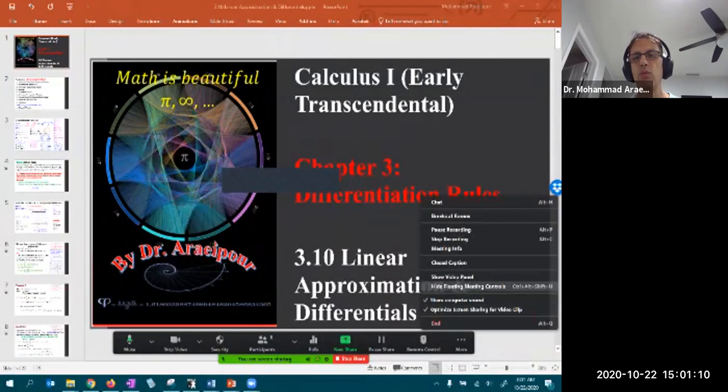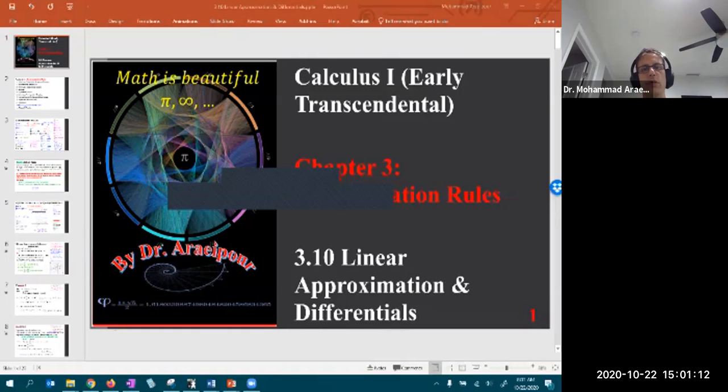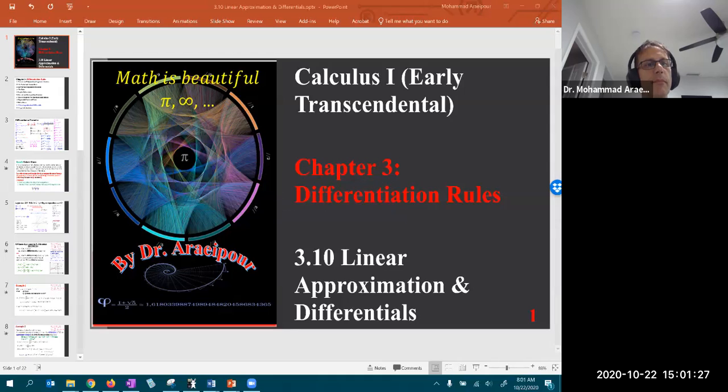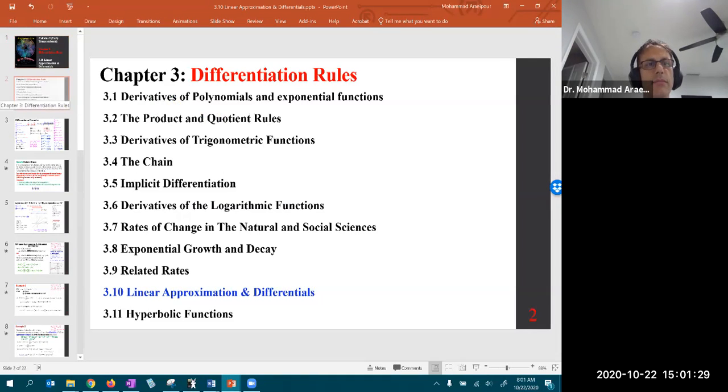Good morning, class. We are looking at section 3.10, linear approximation and differentials. Let's quickly cover what we just did before, and then we move on to the new stuff. So, we are looking at linear approximation and differentials.